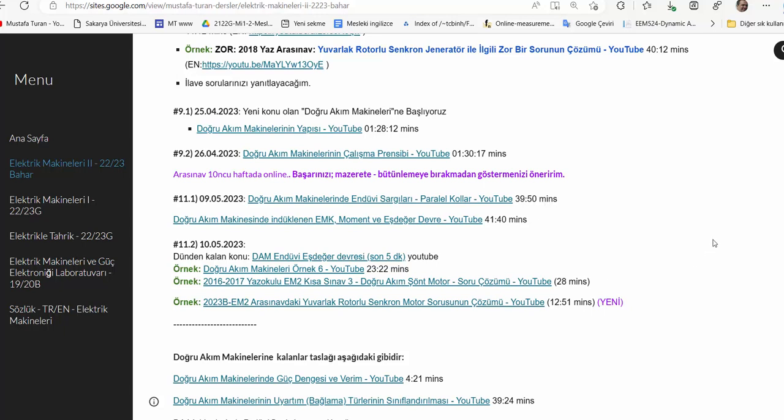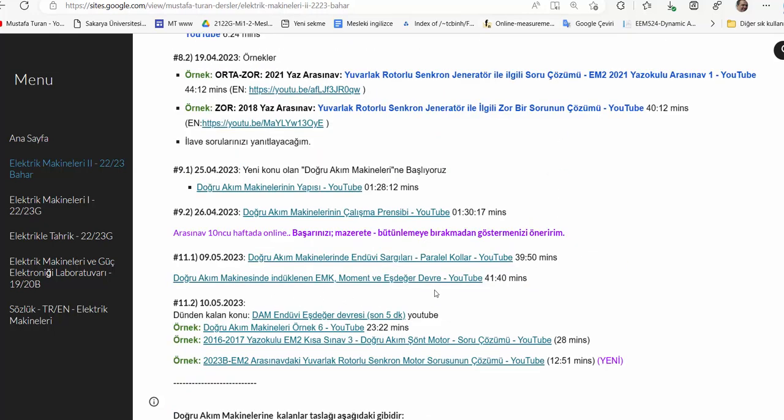Hi everybody. Today we are on the 11th week and second session. Yesterday we covered the EMF and torque equations, and finally we developed the equivalent circuit of the DC armature.